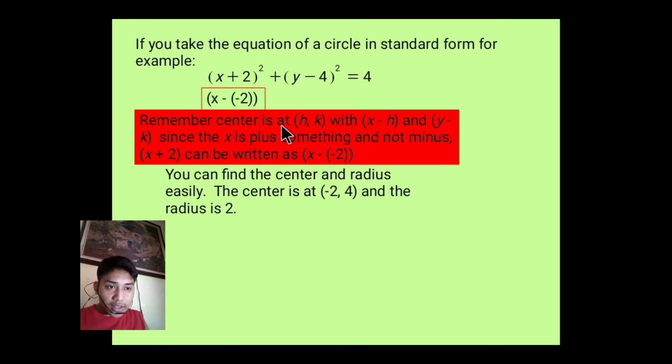So, remember, the center is at (h, k) with x minus h and y minus k. Since the x is plus something and not minus, x plus 2 can be written as x minus negative 2. So, kumbaga, di ba, yung h natin is negative 2. May minus sign dito, so cancel, i-cancel niyo yung dalawang negative sign to become positive 2. That's why we have x plus 2. Kapag nilipat naman, magiging negative 2.